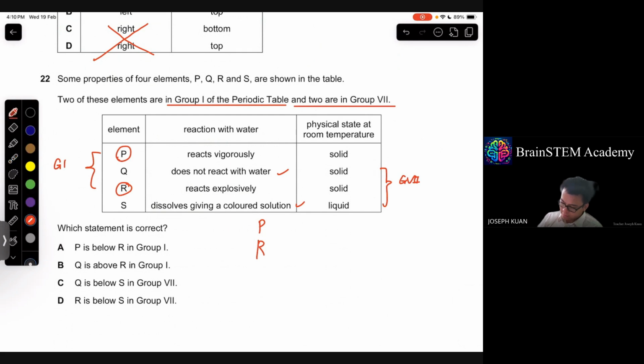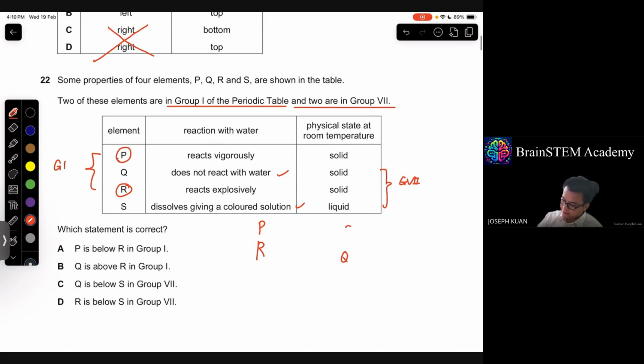On the other hand, for Q and S, Q is a solid and S is a liquid. Q must be below S because it has a higher boiling and melting point. As you go down group 7, the melting point and boiling point increase, where the states gradually change from gas to liquid to solid. So the best answer here is C for cat.